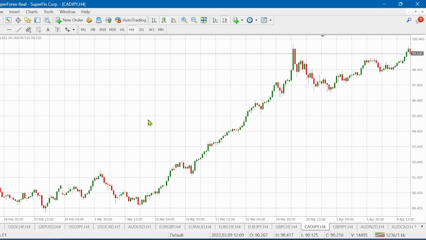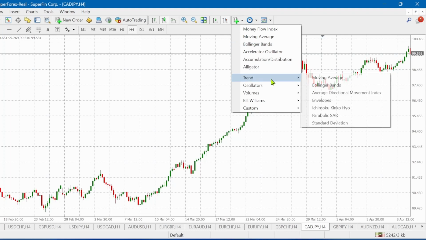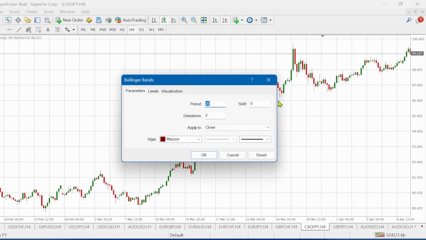Let's add this indicator. Come to the indicators list. You'll come to a trend and you'll be able to see Bollinger Bands. Now we will leave everything as it is. The period will be 20 and we'll color it as maroon.